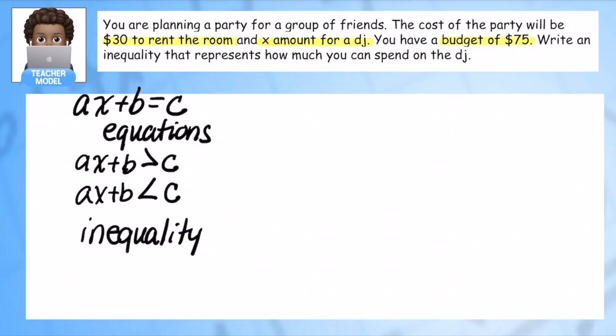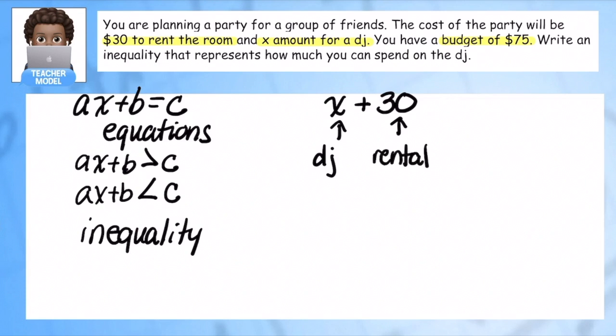All right, so our unknown is pretty simple. It's our DJ. That's going to be our X. We don't know how much that is. But whatever the DJ is, we're going to have to spend an extra $30 to rent the room. So here's our DJ. Here's the rental. And all you have is $75. That's your budget.